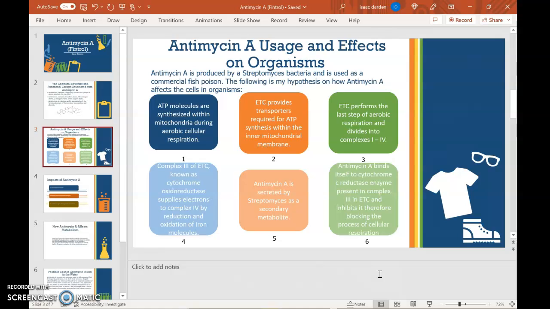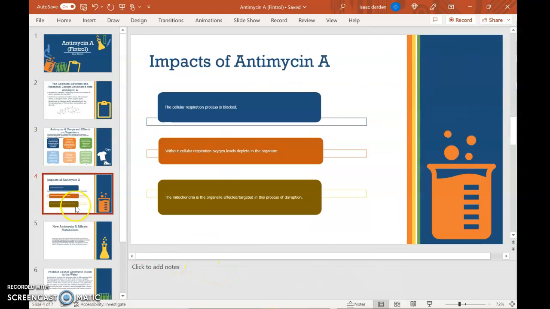And finally, antimycin A binds itself to cytochrome C reductase enzyme present in complex 3 in ETC and inhibits it, therefore blocking the process of cellular respiration. And so just to summarize the impacts of antimycin A, the cellular respiration process is blocked. Without cellular respiration, oxygen levels deplete in the organisms, and the mitochondria is the organelle affected and targeted in this process of disruption.